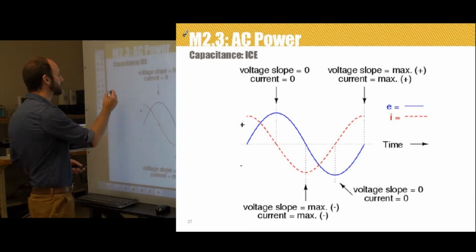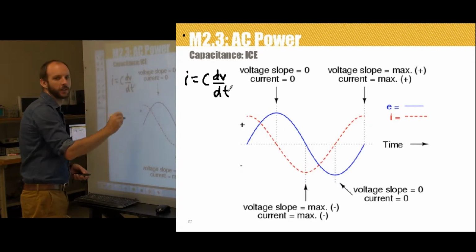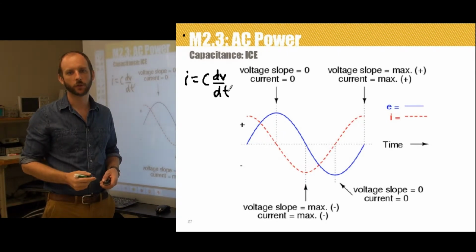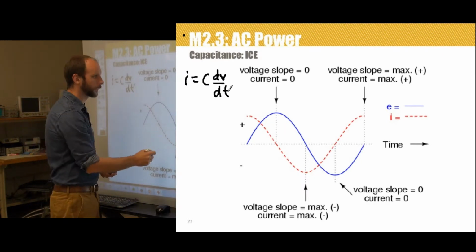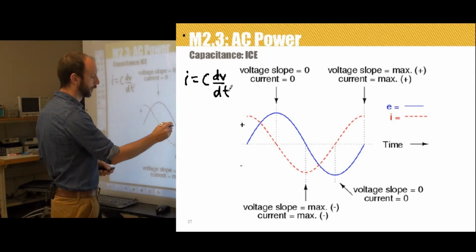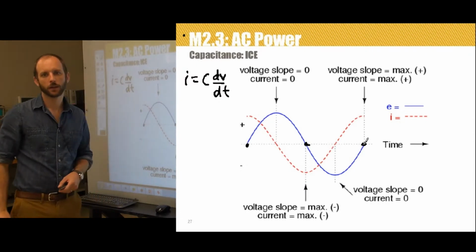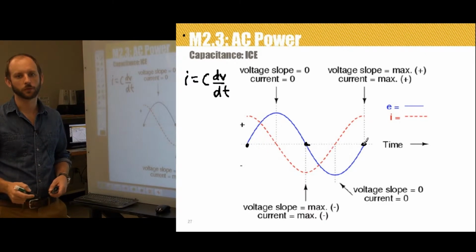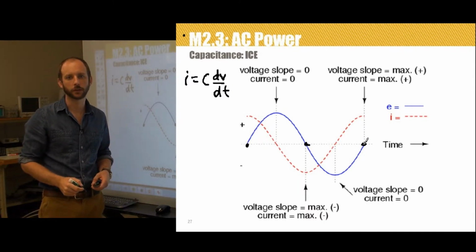Since I equals C dV/dt, the current will be a maximum when the rate of change of the voltage is greatest, at the zero crossing. The induced current reaches its max value a quarter cycle before the voltage does, meaning the current leads the voltage by 90 degrees in a capacitive circuit.